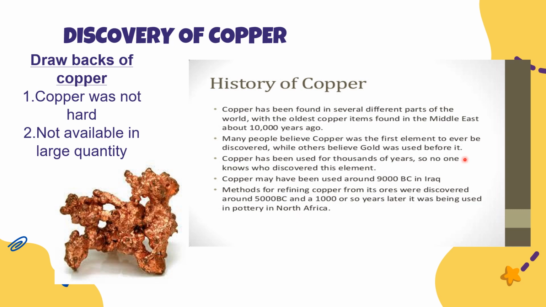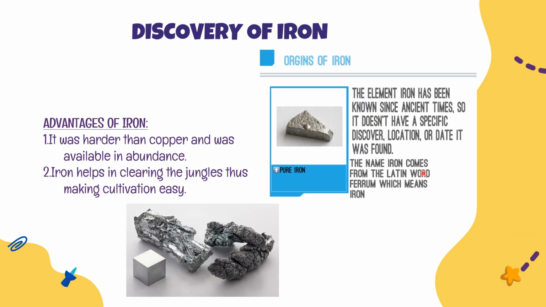Okay, so when people found the disadvantages of copper, since it was not found in abundance and it was easily breakable, not so hard, the next metal which was discovered by humans after copper was iron. In this picture you can see the iron. This is pure iron which was extracted from the earth. So man found that iron was so hard.